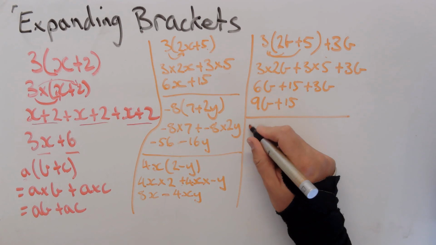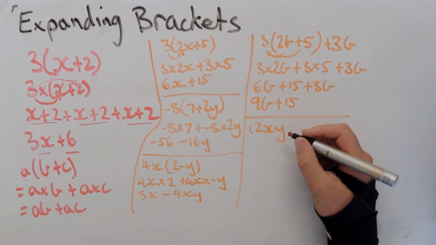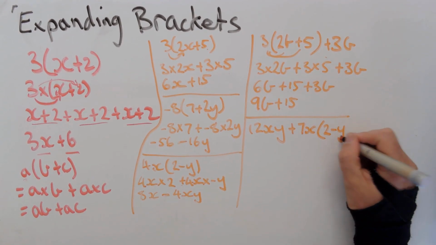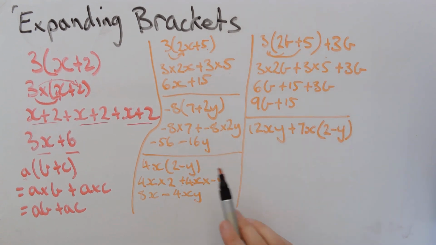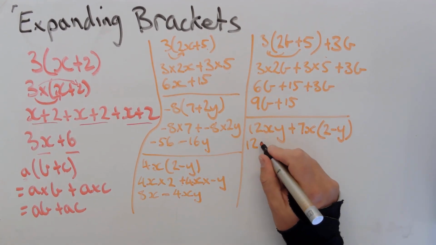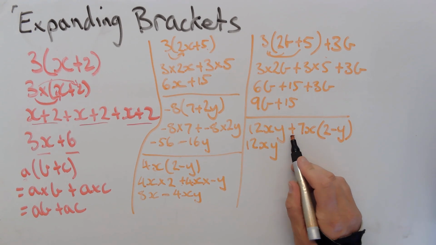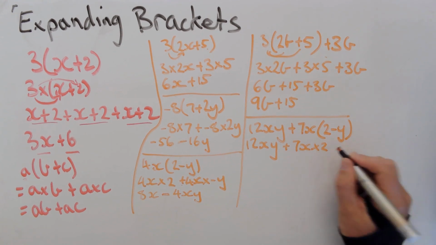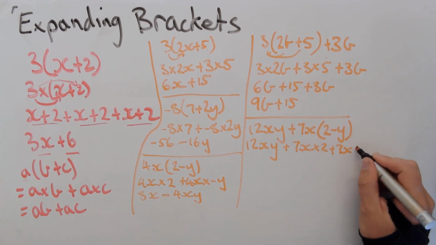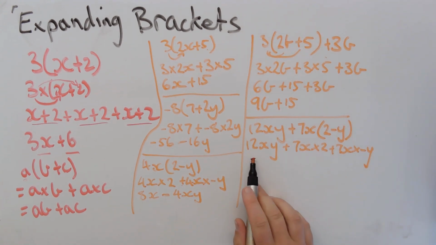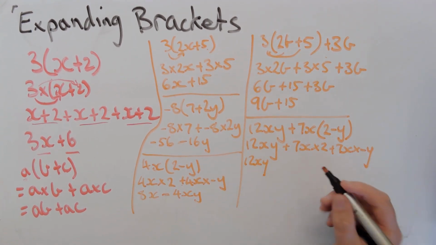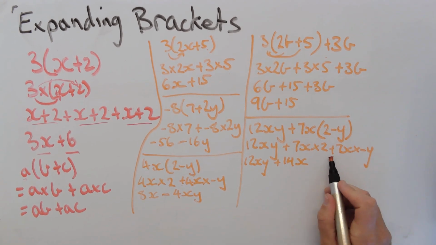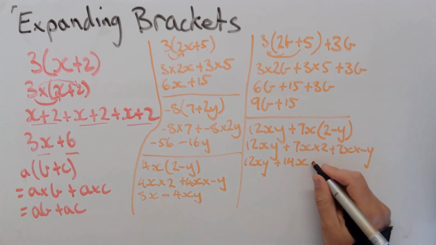Our last worked example, we've got 12xy plus 7x outside of 2 minus y. Again, just like the 3b, we ignored it, we're going to ignore this 12xy to start off with and leave that alone. Now I've got 7x times 2, and then I've got 7x times negative y. My 12xy doesn't change, that stays there. 7x times 2 is simply 14x, and positive 7x times negative y is going to give me negative 7xy.